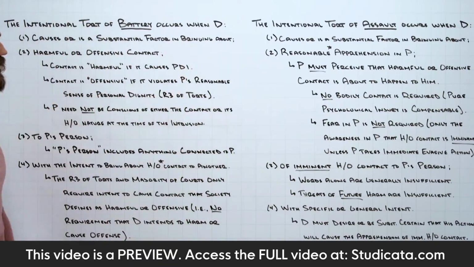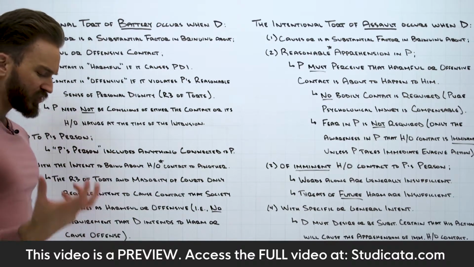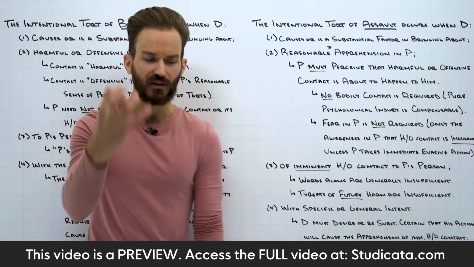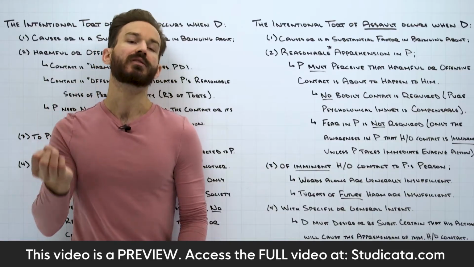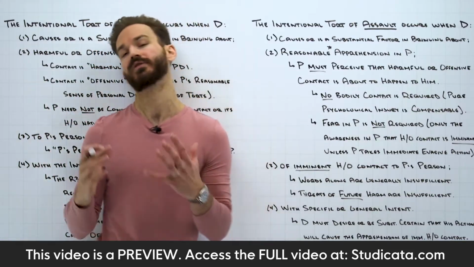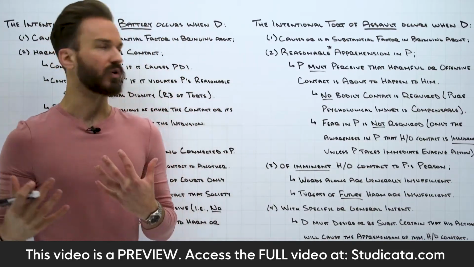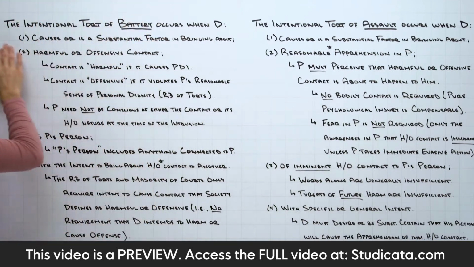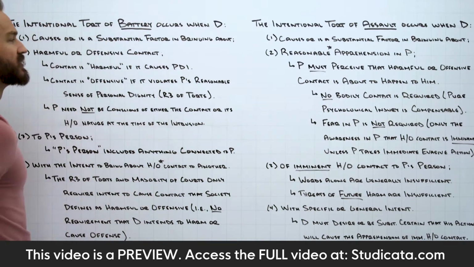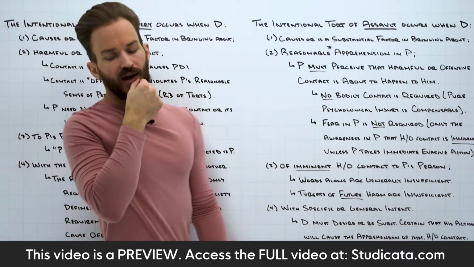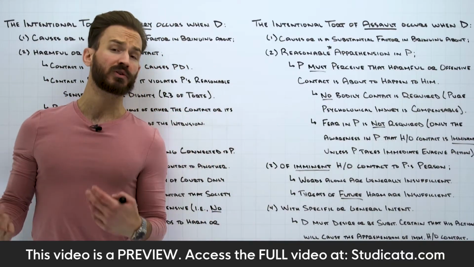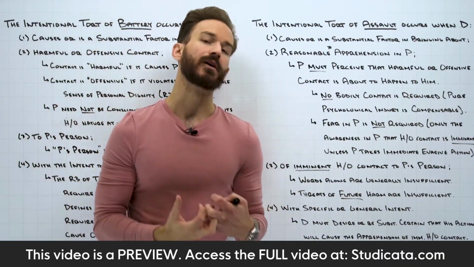Let's start with the first element, which is causation, right? With all of our intentional torts, we'll want to make sure that the defendant is actually the legal cause of the plaintiff's harm. This is critical, right? We have to make sure that our defendant is the legal cause of the plaintiff's harm. Good news is, in intentional torts, this is usually pretty easy to see.